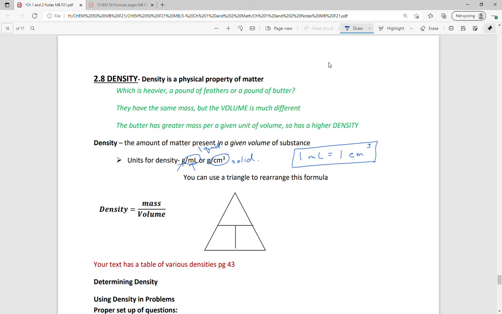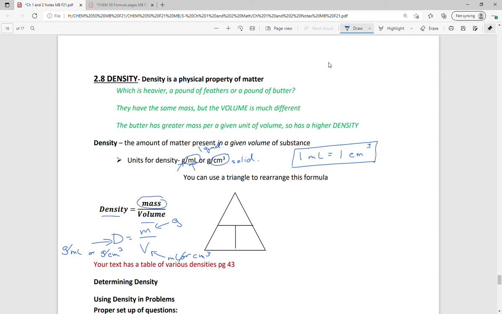And so as we talk about this, this is the formula for density. The density equals mass over volume. Mass is measured in grams and volume is measured in either milliliters or centimeters cubed. And that's how you get the unit for density, which is grams per milliliter or grams per centimeter cubed. And so rearranging this, if you knew the density and the volume, then you could solve for the mass.